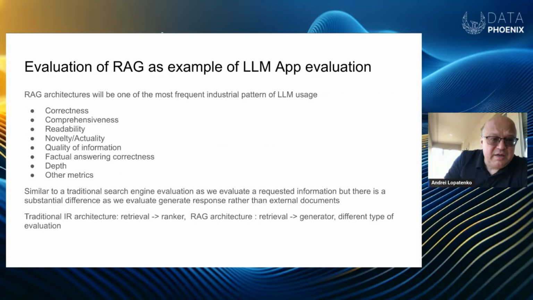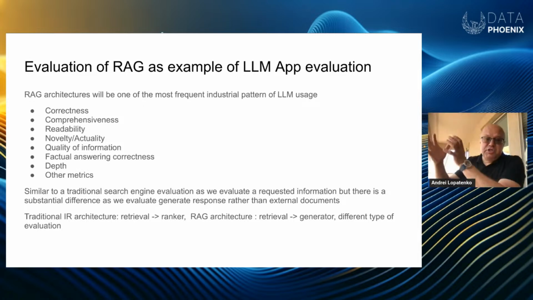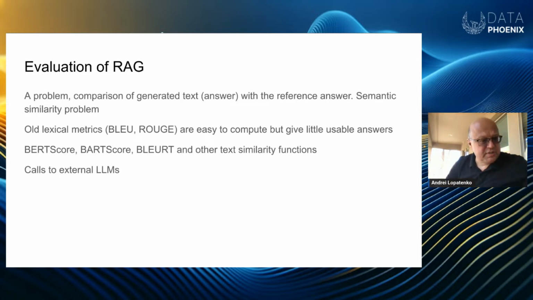I will come to that a little later. Traditional information retrieval was retrieval and ranking. The RAG architecture, of course, has retrieval and then a generator. So it needs a very different type of evaluation. Of course, frequently you have a ranker inside, and there are a lot of different things, but you also need to evaluate the generator, which generates the answer to the customers.